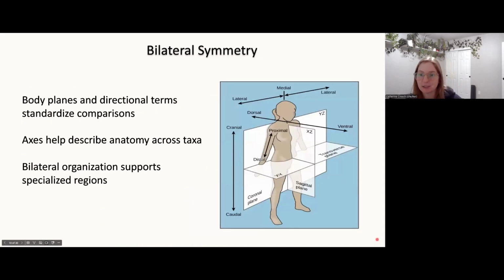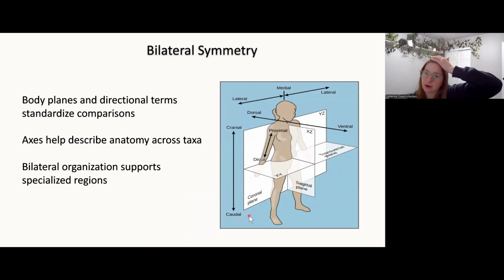Here's bilateral symmetry in more detail. So we did say that we are the same symmetrically right to left, but not top to bottom. We have words to describe each of these planes. So my right to left plane is the sagittal plane. My top to bottom is the transverse plane. And my front to back is the coronal plane.